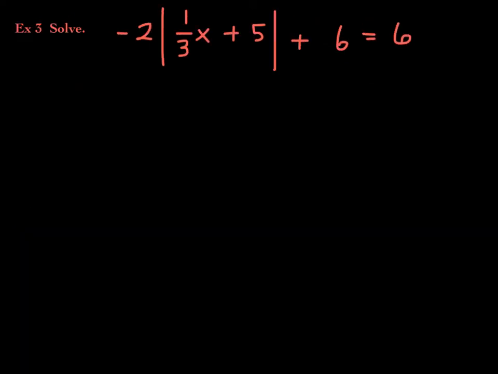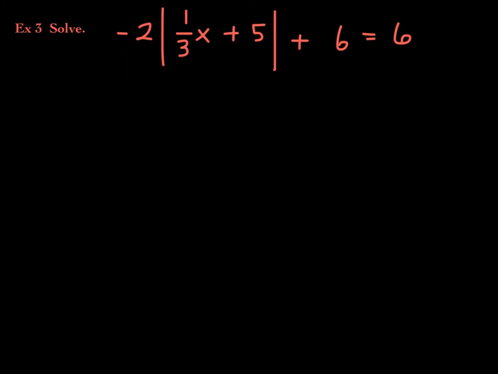All right, next example. -2 times the absolute value of 1/3 x plus 5, then plus 6 is equal to 6. Now, be very careful here. What we never do is we never distribute inside absolute value bars like this, okay? So please do not distribute the -2.